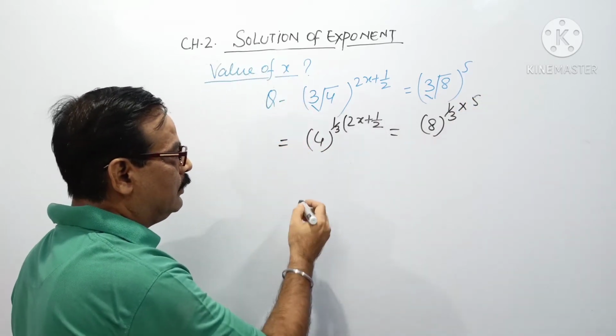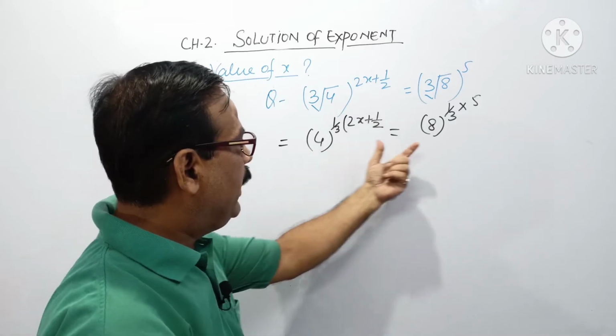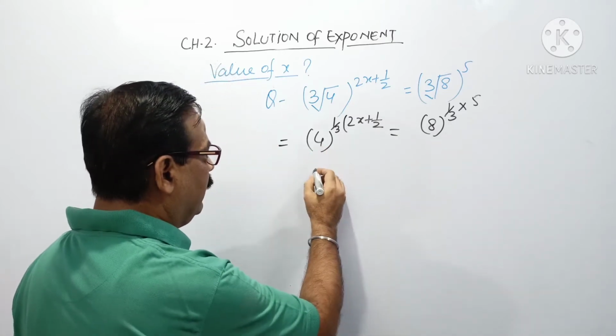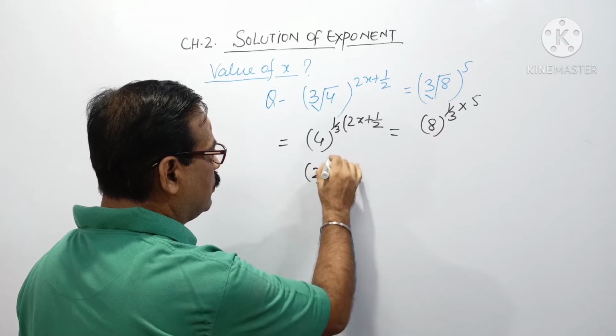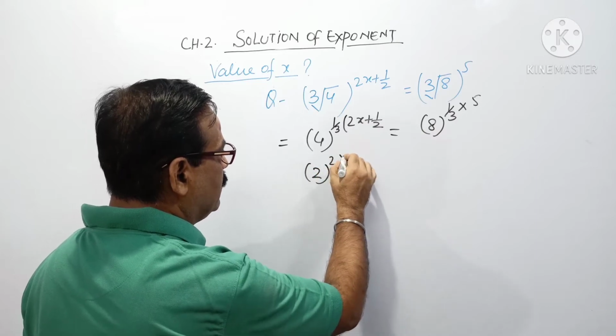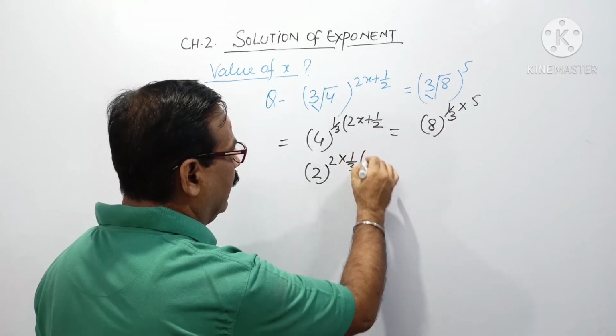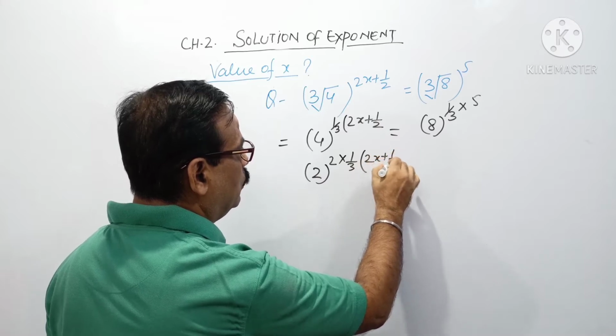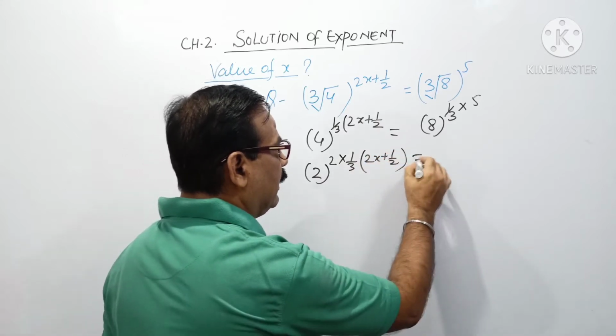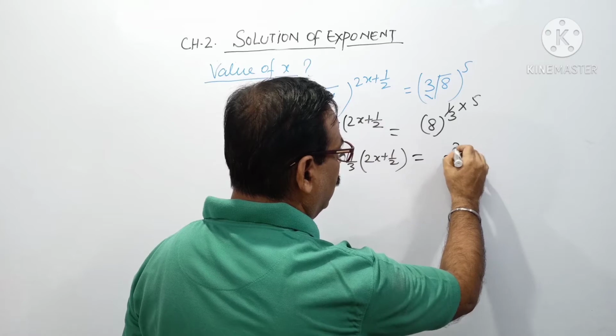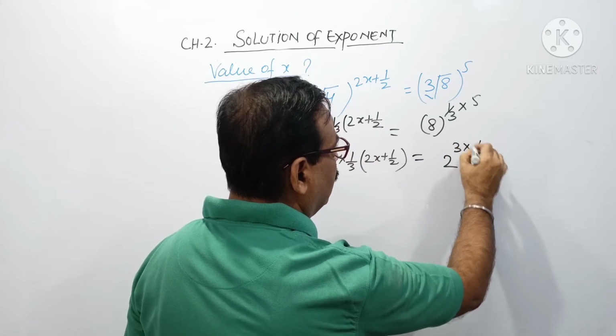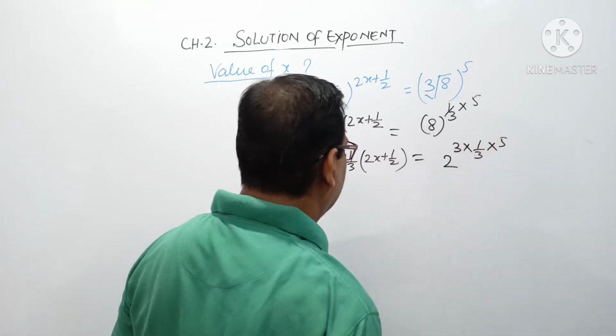In the next step we have to make the base the same, so we can write 2 to power 2, multiplied by 1 by 3 and 2x plus 1 by 2. On the right side we can write 2 to power 3, and the power is also given 1 by 3 into 5.